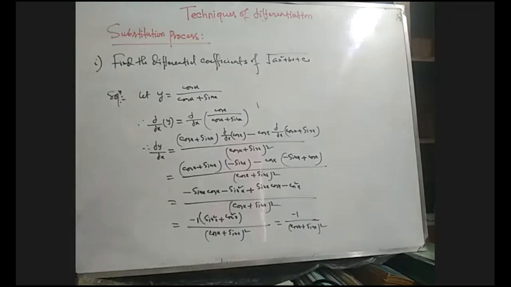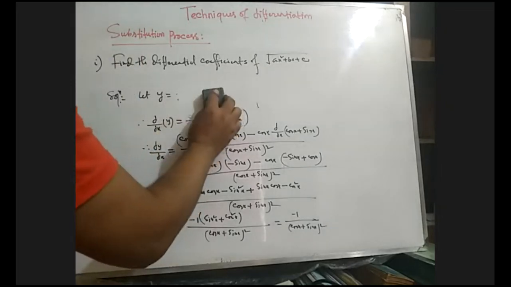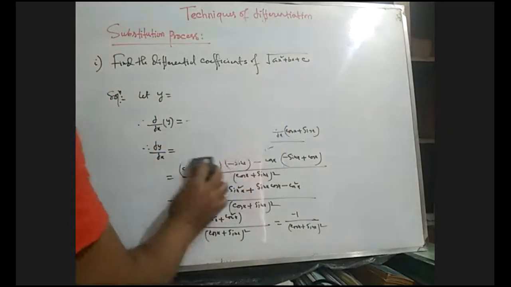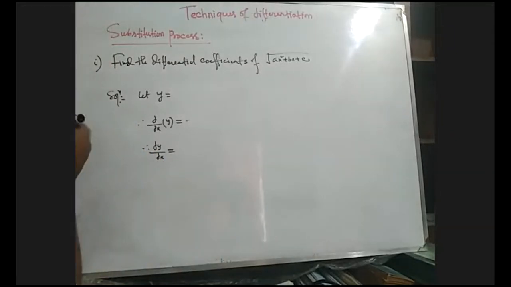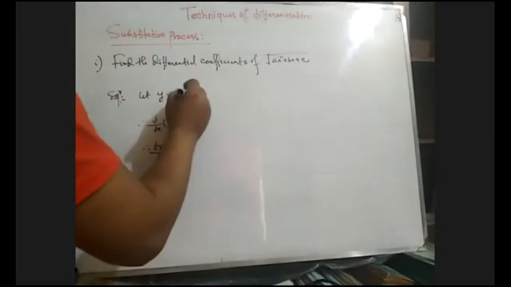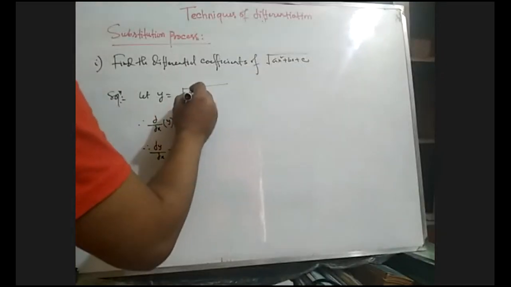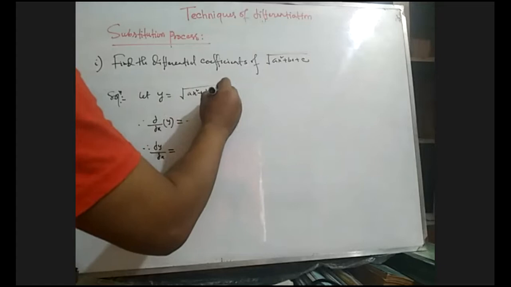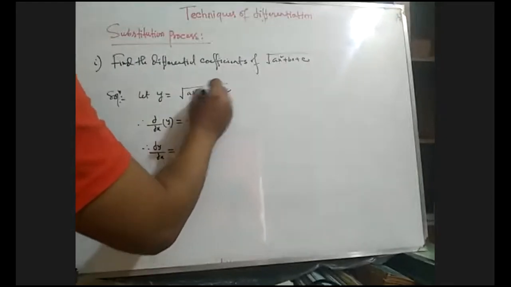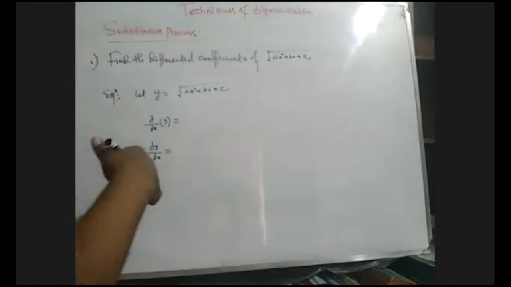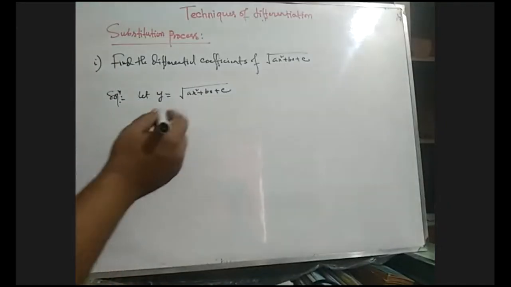Okay, another method for finding the differential coefficients or derivatives, the substitution process. Okay, so how we can use this process for finding the derivatives? Now we'll try to understand this. Suppose we are finding the differential coefficients of root over ax square plus bx plus c. So ax square plus bx plus c, this is the given function. Remember this. This is the function f of x or g of x, any function. So root over any function.